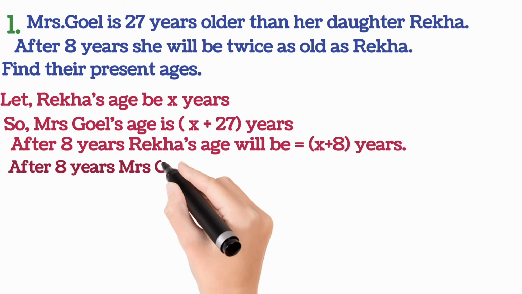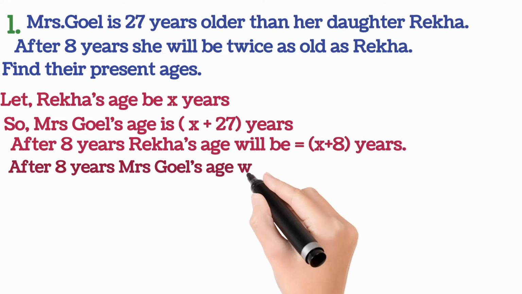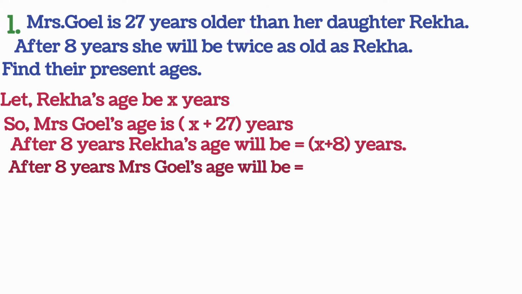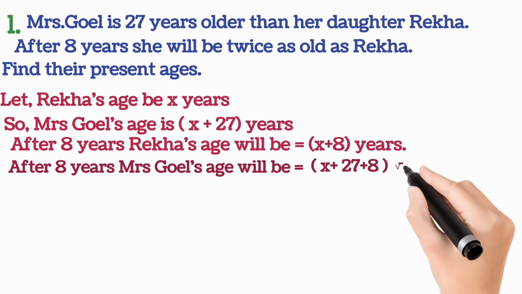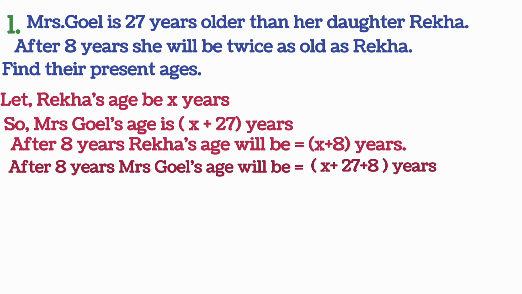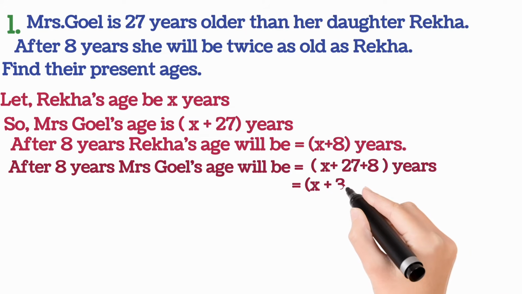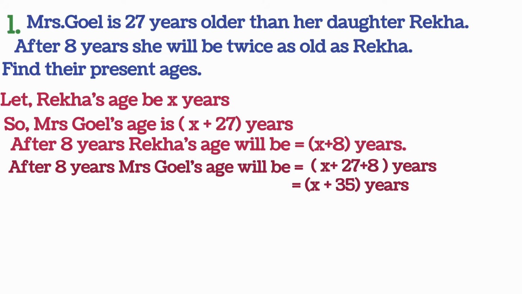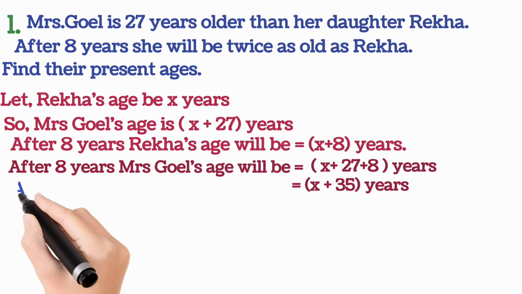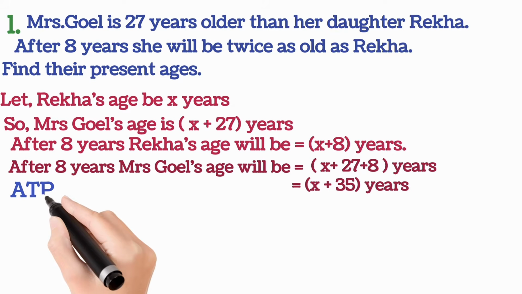Next, after 8 years, Mrs. Goel's age will be what? Present age is x plus 27, so we will add 8 to this 27. We will get x plus 35, since 27 plus 8 is 35. So x plus 35 years will be Mrs. Goel's age after 8 years.